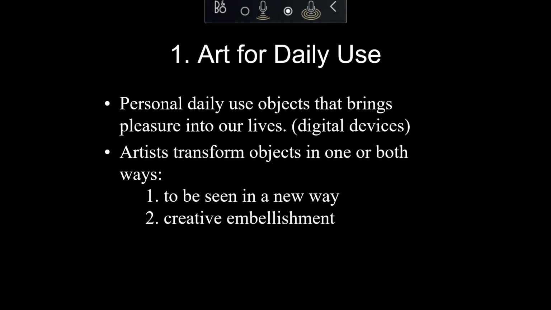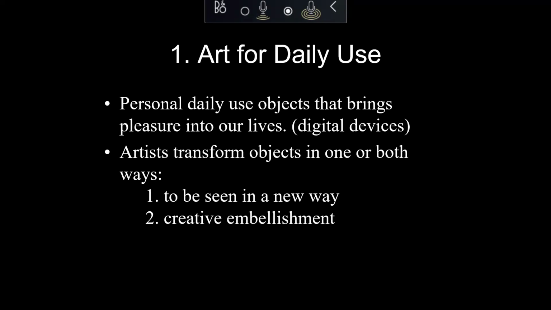You know, your cell phone looks a certain way, you know, in your hand, but also the color choices, like let's say your phone case, right? Or your stylus or your computer. I mean, there's just certain things that you like, right? That's art for daily use. Somebody has designed those things for you to house the technologies of those computer chips and keyboards and things like that, right? But artists transform objects in one or both ways, as what we see here, to be seen in a new way and or a kind of creative embellishment.